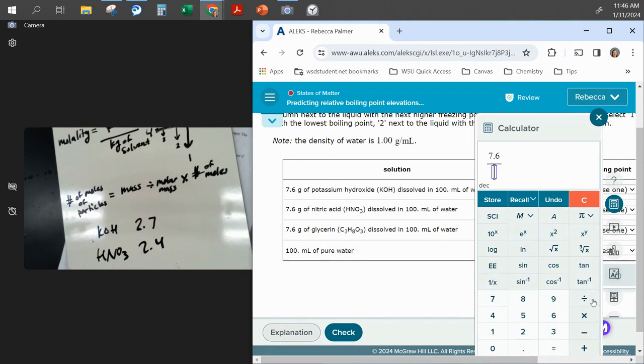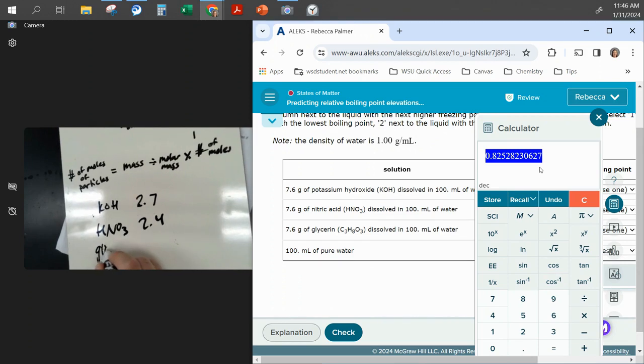7.6 divided by molar mass. And then how many particles for glycerin? Just 1. So we could times by 1, but I'm not going to. Divided by 0.1. Okay, so this is glycerin. That's a 0. Oh, okay, so then I look at these values.